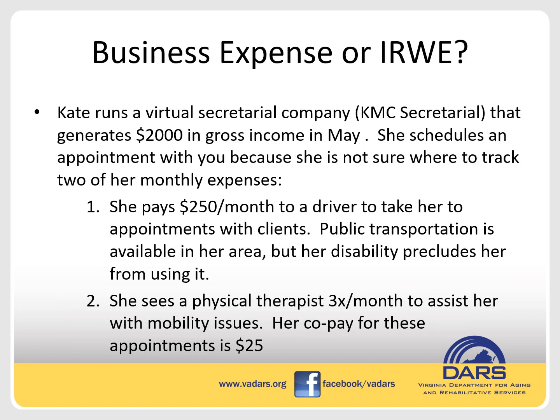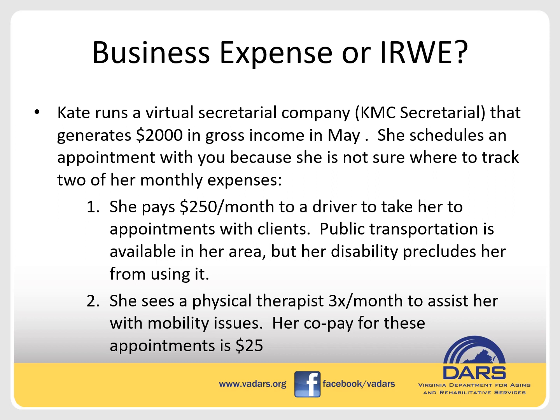I wanted to give y'all an example of when a client can claim an expense as a business-related expense as opposed to when they should claim it as an impairment-related work expense for SSDI purposes. So I've given you the example of Kate. Kate runs a virtual secretarial company that generates $2,000 in gross income in May. So assuming she's passed her trial work period and grace period, on paper it looks like her income is over the SGA guidelines, but she has some questions about what expenses she can use to reduce her countable income. And she needs help from EWISA because she is not sure whether or not she can claim certain expenses as business expenses or these impairment-related work expenses that she's talked about.